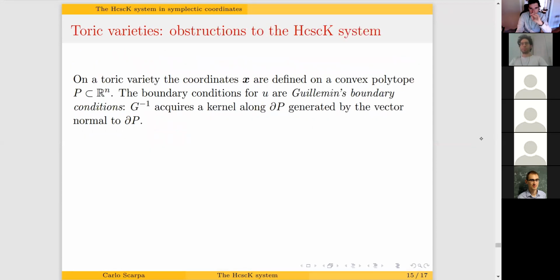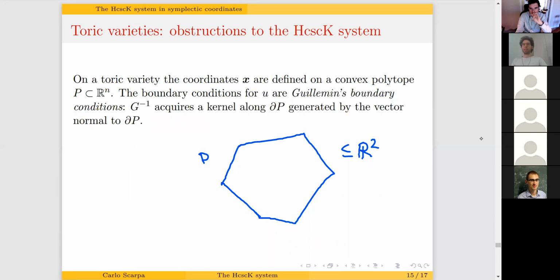Now let me go a bit more quickly on the toric case. On a toric variety, we have these coordinates that are defined on some polytope inside R^n. So we'll have a closed polytope P inside, in this example, R^2. The boundary conditions for the symplectic potential tell us that as we move towards the edges of this polytope, the Hessian, so the metric, acquires some singularities. So it has some prescribed singularities in the normal direction to the side of P. And these are very well known, but okay.